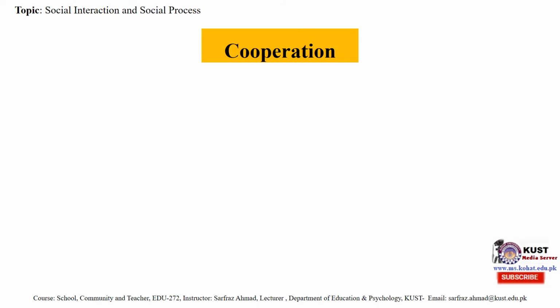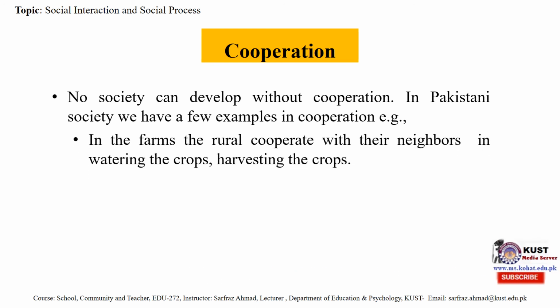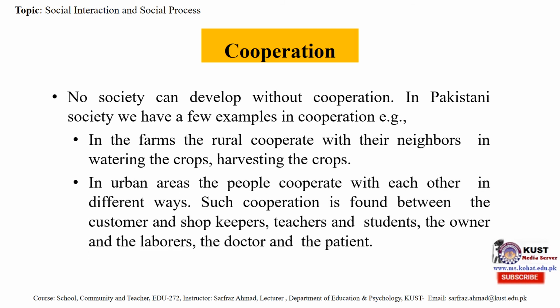So now, cooperation. What is cooperation? No society can develop without cooperation. In Pakistani societies, we have a few examples of cooperation. For example, on the farms, the rural people cooperate with their neighbors in watering the crops and harvesting the crops. In urban areas, the people cooperate with each other in different ways. Such cooperation is found between the customer and shopkeepers, teachers and students, the owner and the laborers, and the doctor and the patient.